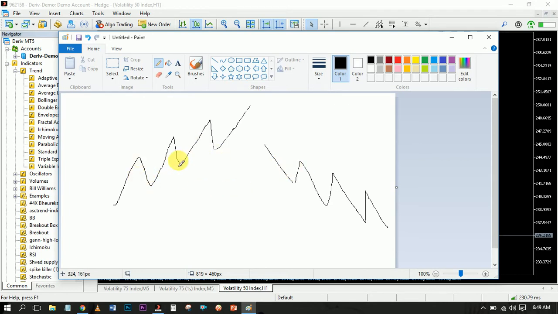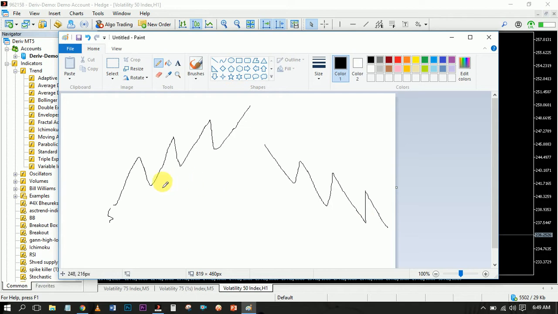Now for this uptrend, what you can notice is, this is where the trend started. This is the start of the trend. Then you will notice that when the market goes up a bit, then pulls back, we call these pullbacks, and this also is a pullback.